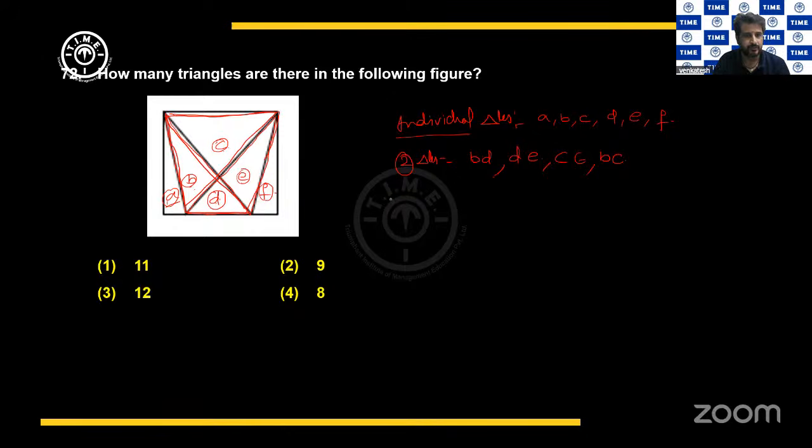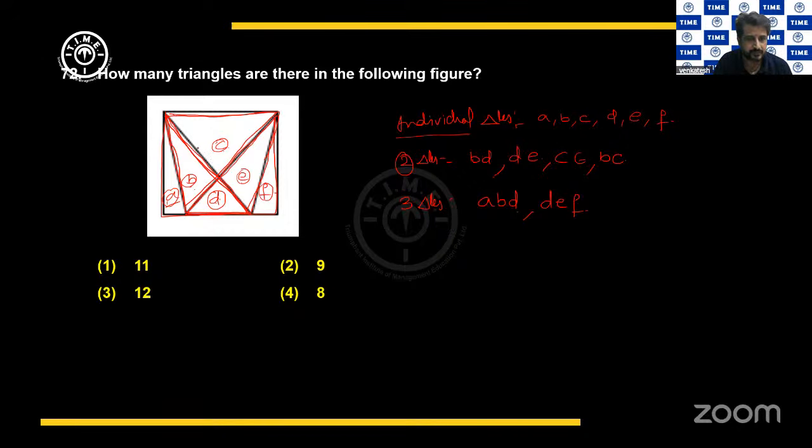Now let us move to the combination of three triangles. ABD is one triangle. Next, DEF is one triangle, a combination of these three.